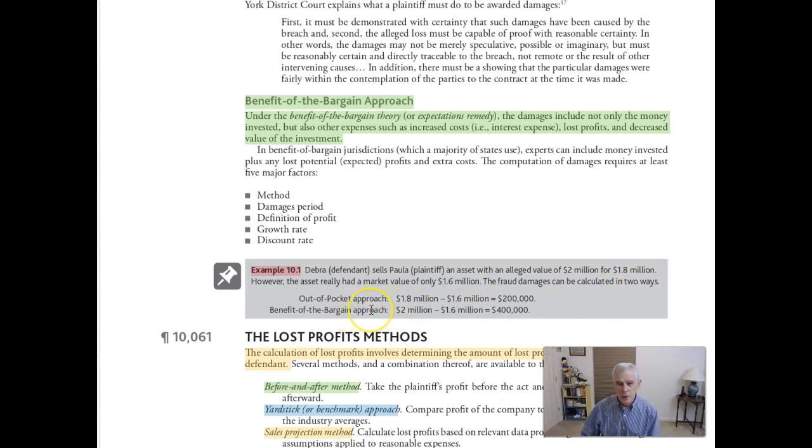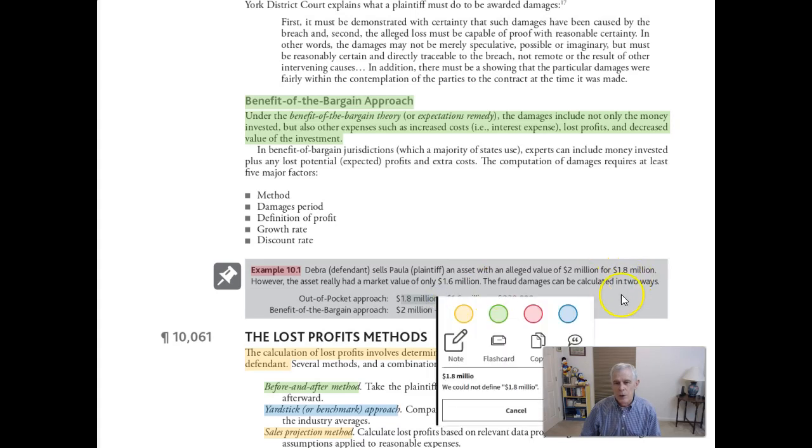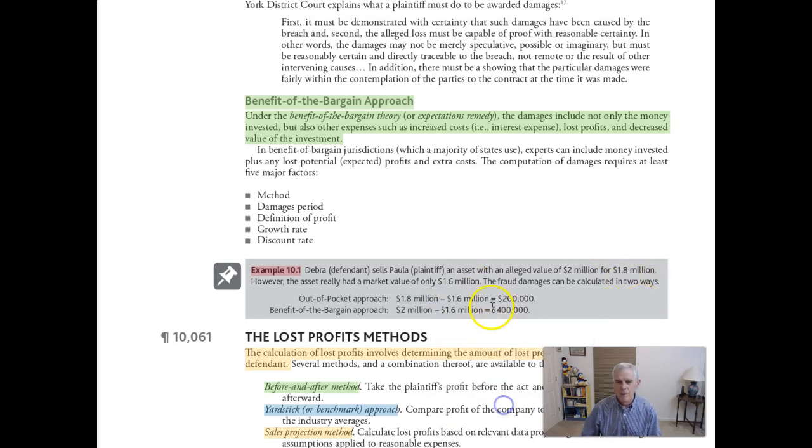The out-of-pocket approach in two states would say, well, the plaintiff really paid only $1.8 million, and it was worth $1.6 million. You really only lost $200,000. You paid $1.8. It's worth $1.6. That's what you get out of it. Your award will be $200,000.